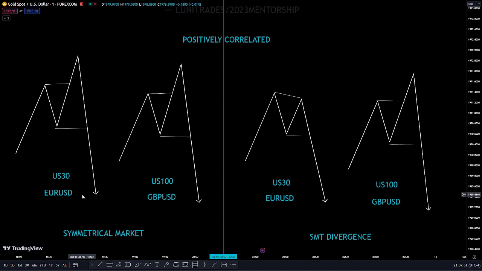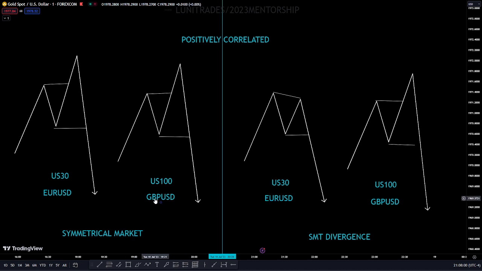Now, for the forex pairs, if Euro is pumping, the same thing will be happening in the Pound. You understand? Pound USD, British Pound USD. So you have to take note of that. That's the meaning of positively correlated. But some markets are negatively correlated, meaning if Euro is pumping, the other market will be dumping. That will be the next slide, but let's talk about the positively correlated market first.